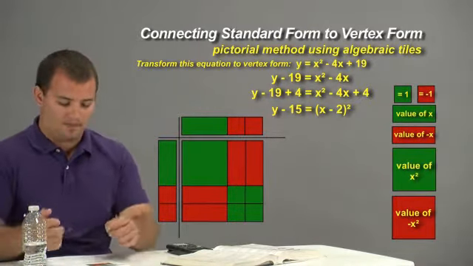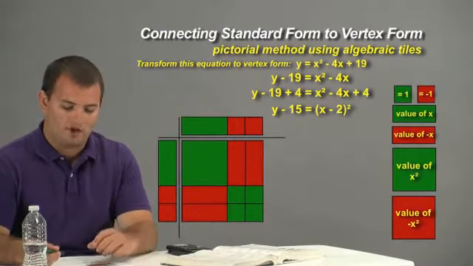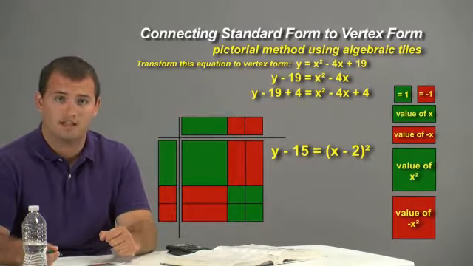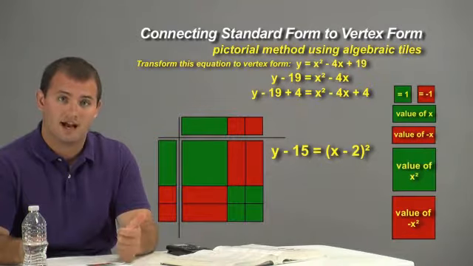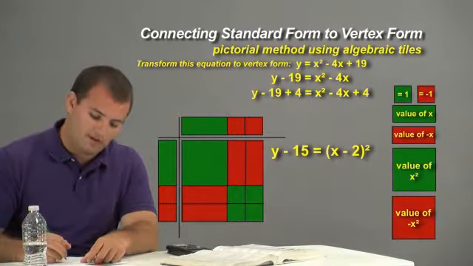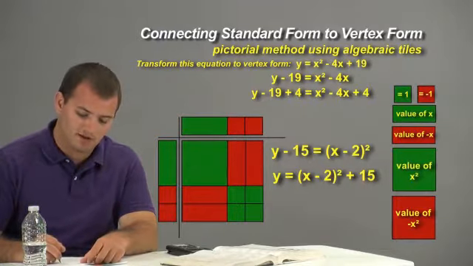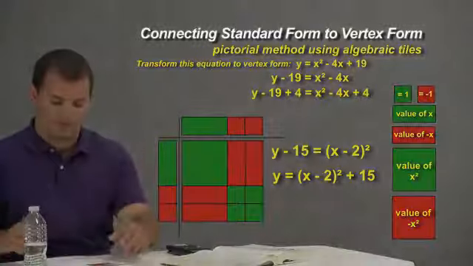Add what you need. Let's jump back to our algebraic method where we left off. And here's what we have. y minus 15 is equal to the quantity x minus 2 squared. Now let's add 15 to both sides to isolate y. And in doing so, we will have y is equal to the quantity x minus 2 squared plus 15. And that's the end of our transformation.